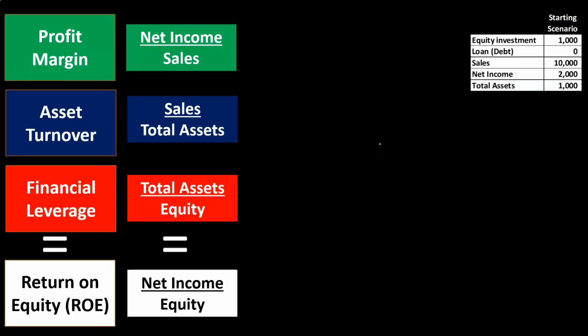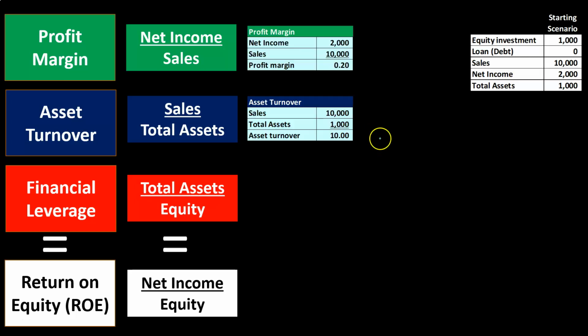Then if we look at the asset turnover, it is going to be the sales of the 10,000 divided by the assets that we generated when we initially put in the money from the owner. That's going to be the 1,000. The sales is the top line of the income statement, so we're measuring how well we are using our assets in order to generate the sales. So for every dollar of assets that we have, we've been generating $10 of sales.